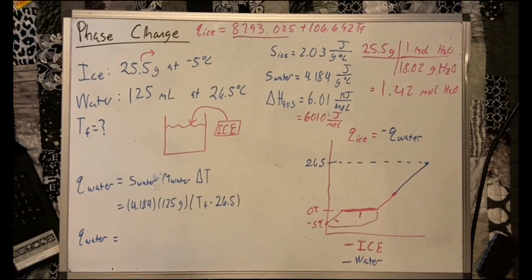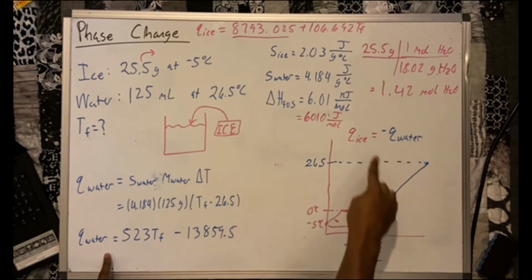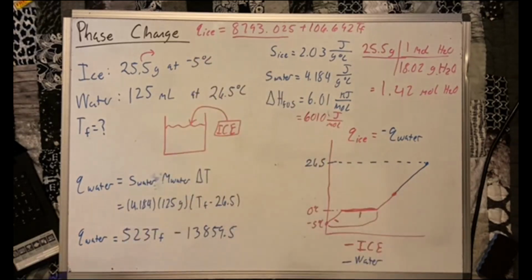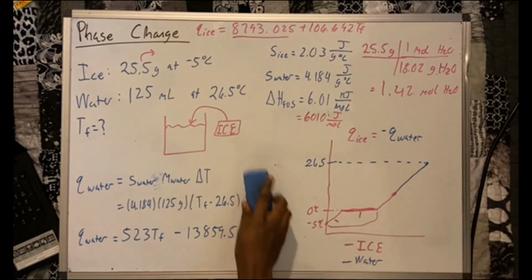So 4.184 times 125 gives 523 TF minus 523 times 26.5, which is 13,859.5. I'm keeping all my sig figs, and in the end I'll keep 3, because I'm about to do some algebra and I don't want to mess it up. Now we know what our Q water is in terms of TF. So we can plug both of the equations into the relation and solve for TF. That's what we'll do right now. Any questions? Everyone good? I'm not seeing anything, so I'm assuming yes.